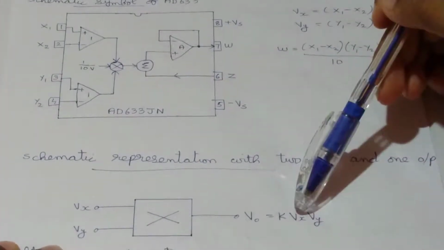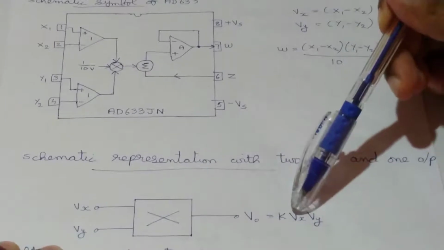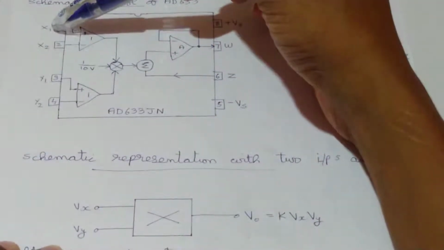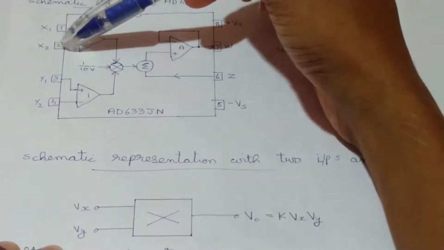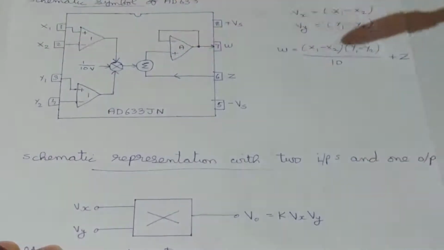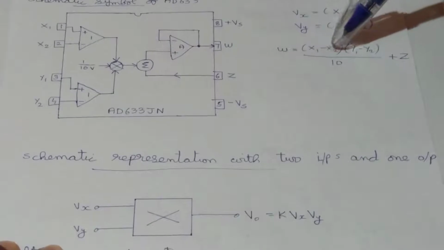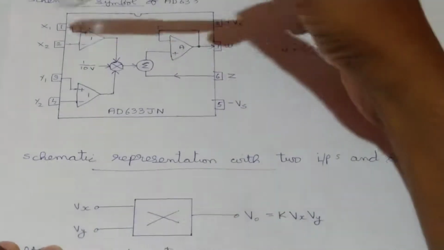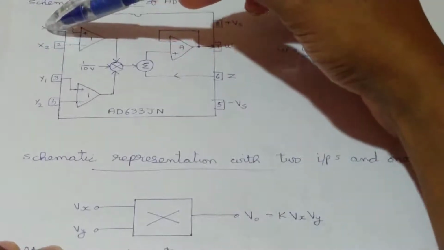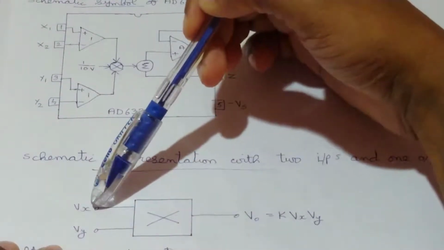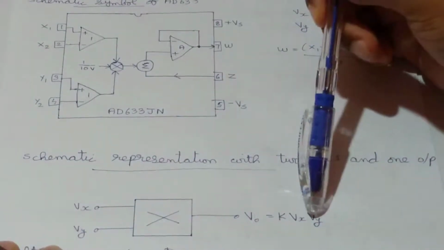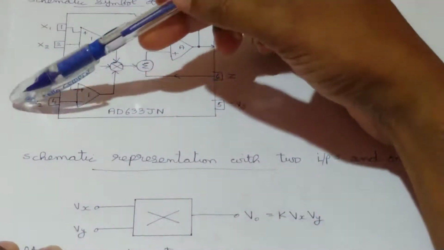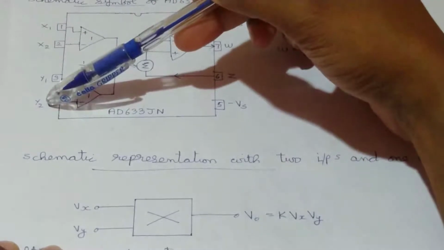As I said earlier, if we have only one value for Vx, we will apply that value to the X1 input terminal and apply a 0 to the X2 terminal. Hence Vx will be X1 minus 0, which equals X1, so the value that we applied at X1 will be our Vx. Similarly for Vy, if we have only one value, we will apply that to the Y1 input terminal and apply a 0 to the Y2 terminal.